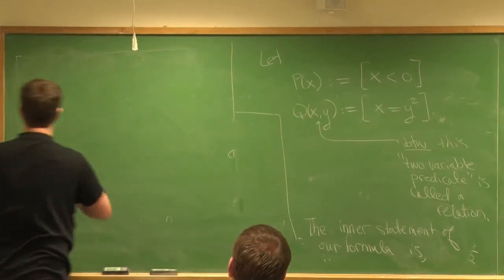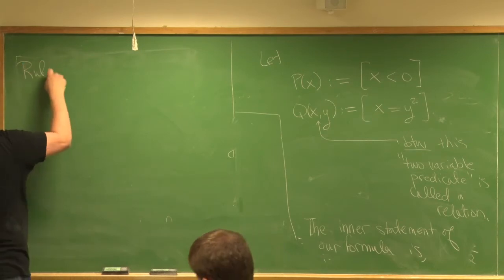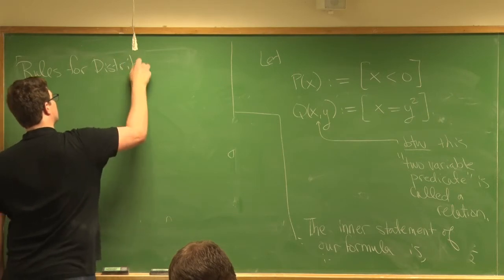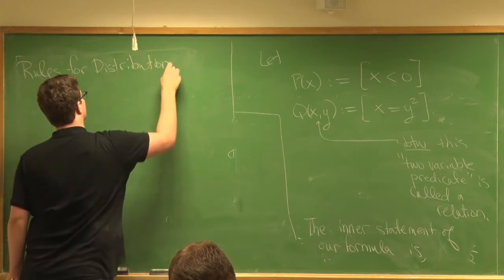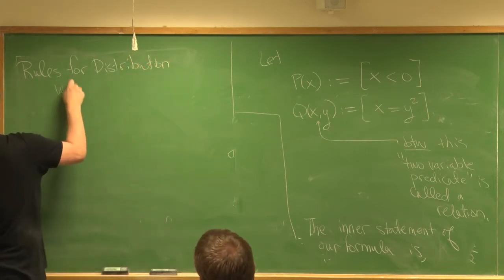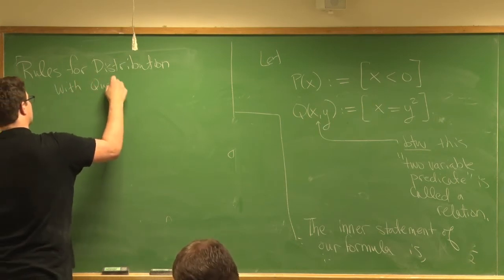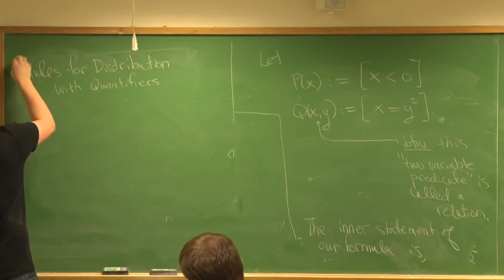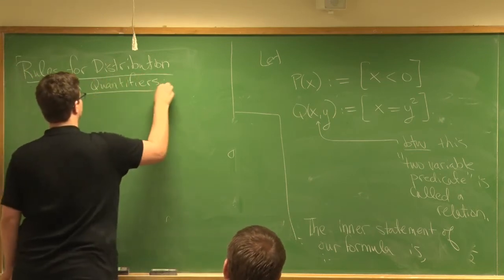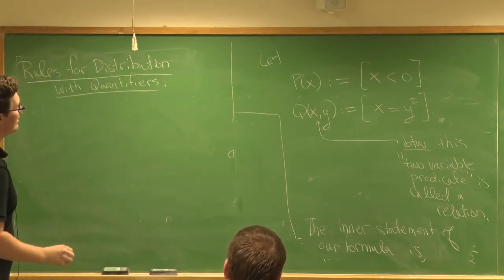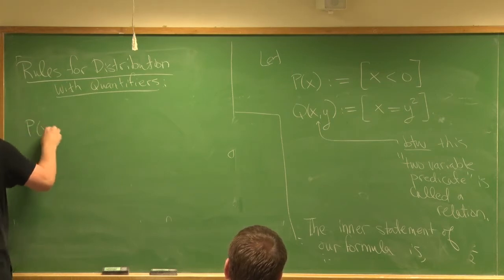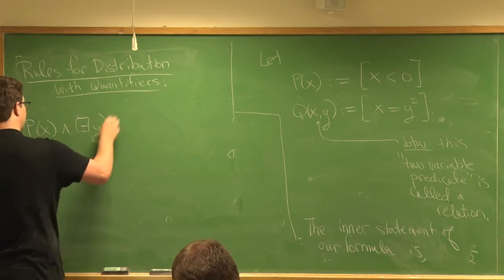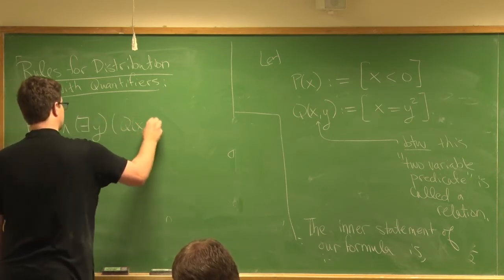Okay, so here are the rules for distributing quantifiers with quantifiers. Okay, so we could have, and there exists a y such that q of xy.